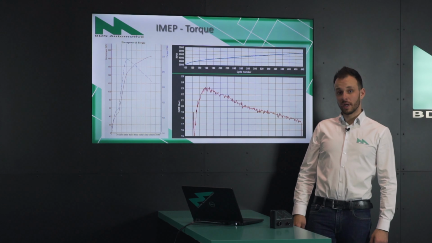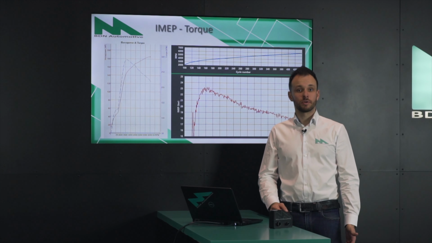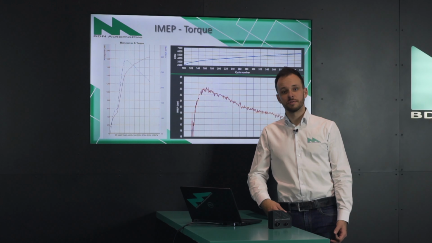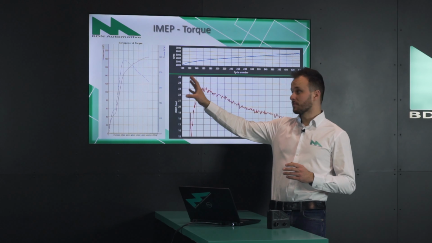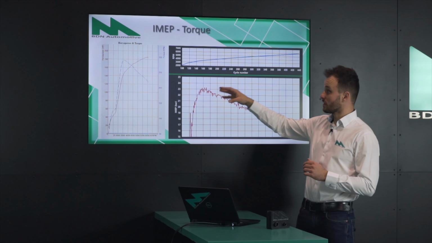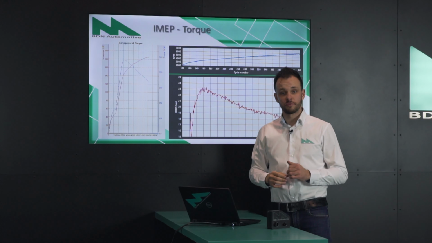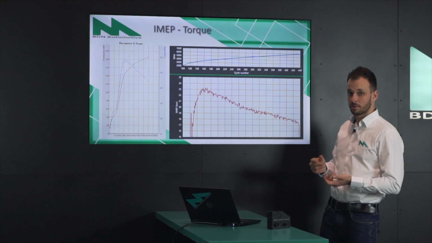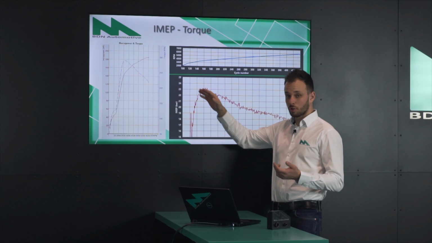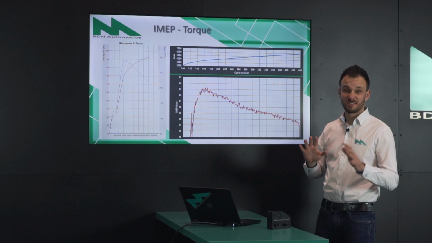To understand why we actually do not need a dyno anymore to map our race car, we need to look into the correlation between torque and IMEP. As you can see, the left side of the screen is a torque and horsepower curve from the dyno. The right side is the IMEP plotted from the BDN CA6 combustion analyzer. The torque and the IMEP curve pretty much look the same.